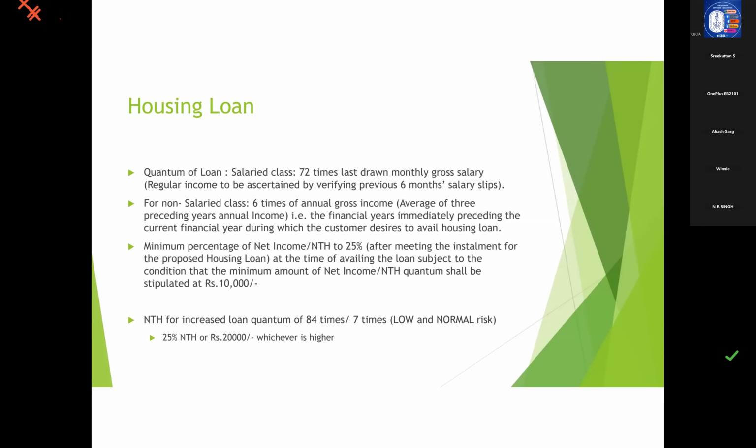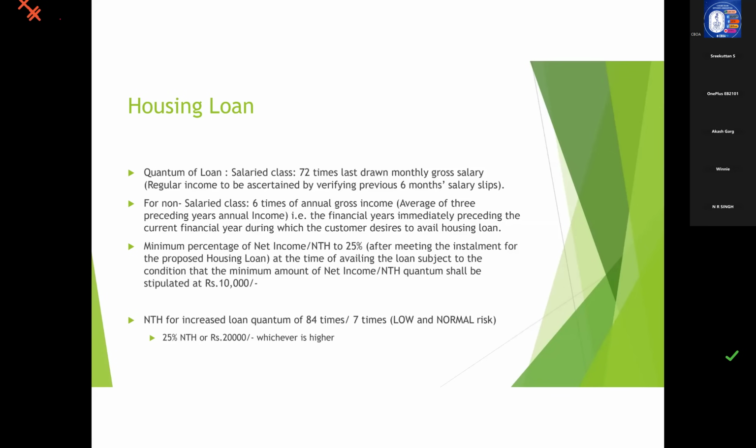The NTH percentage, I have already told, is 25% or 10,000, whichever is higher. There is always a relaxation with regard to quantum of loan. We already said it is 72 times for salaried and 6 times of gross income for non-salaried in normal circumstances. If the customer wants a higher loan amount, then the respective sanctioning authority can consider 84 times for the salaried class and 7 times for the non-salaried class, for low and normal risk customers. But the NTH differs in this case. The percentage is the same, 25%, but the amount is 20,000 instead of 10,000.